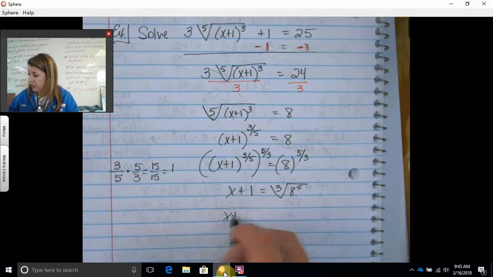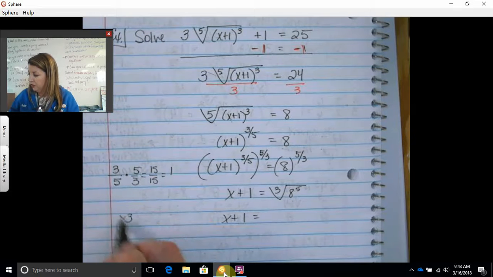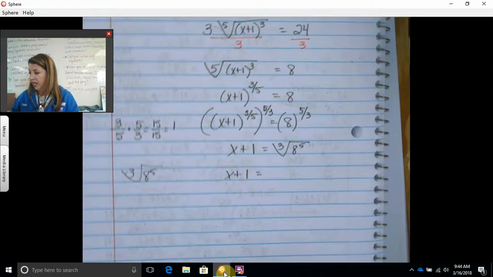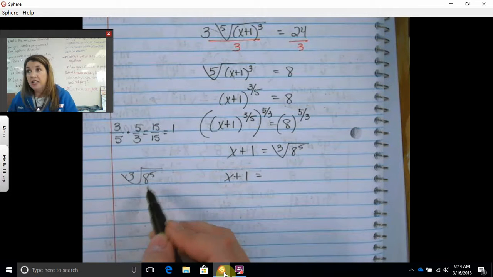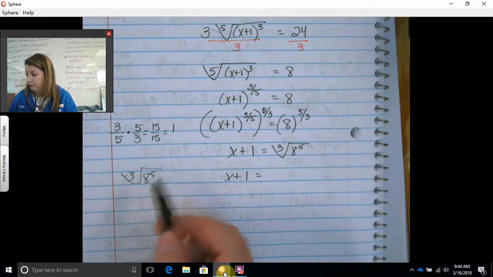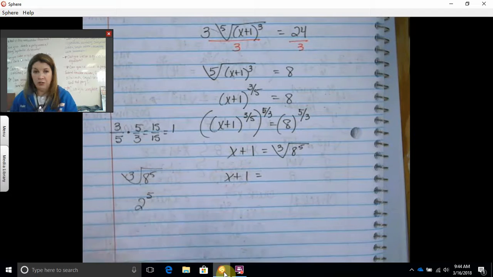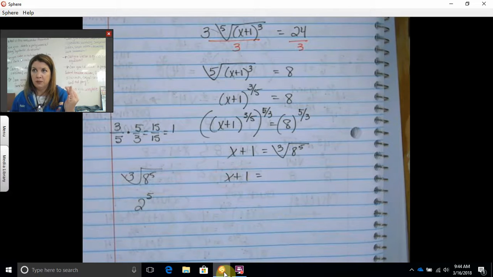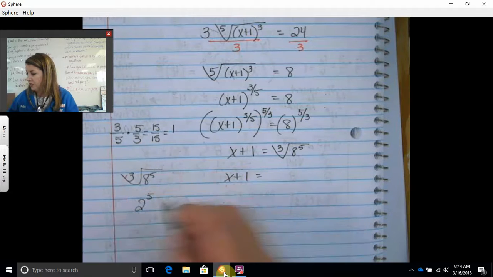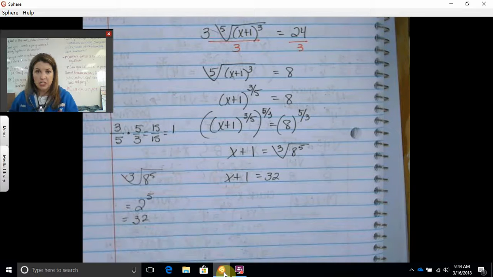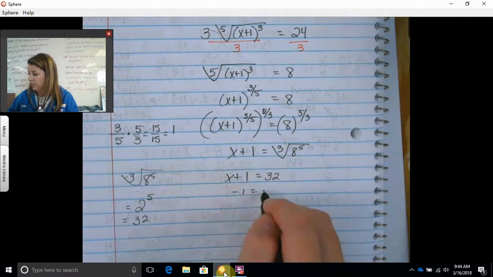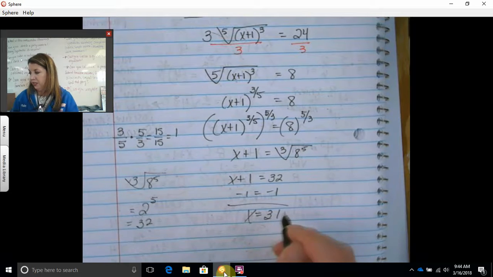So if x plus 1 equals, I'm going to do this over here, cubed root of 8 to the 5th. Now on this one, I know 8's a perfect cube, so to me it's just easier to take the cubed root first. You could do 8 to the 5th first, or what's the cubed root of 8? 2. And then raise 2 to the 5th power. Our radical's gone because we took the cubed root. So 2 times 2 is 4, 4 times 2 is 8, 8 times 2 is 16, 16 times 2 is 32. So this time we only have one equation to solve, and x is 31.